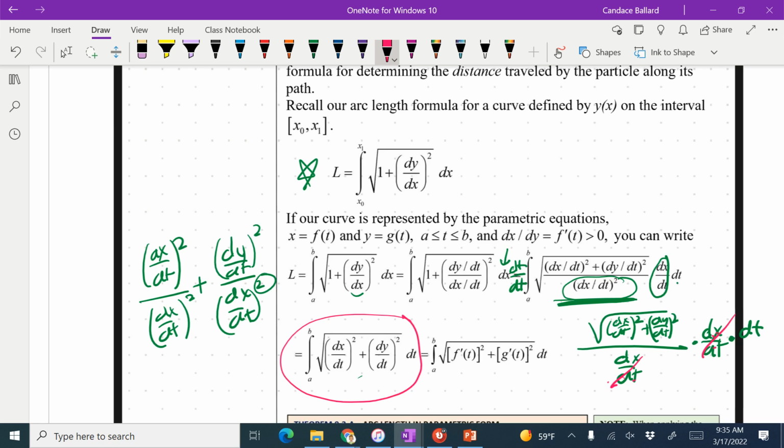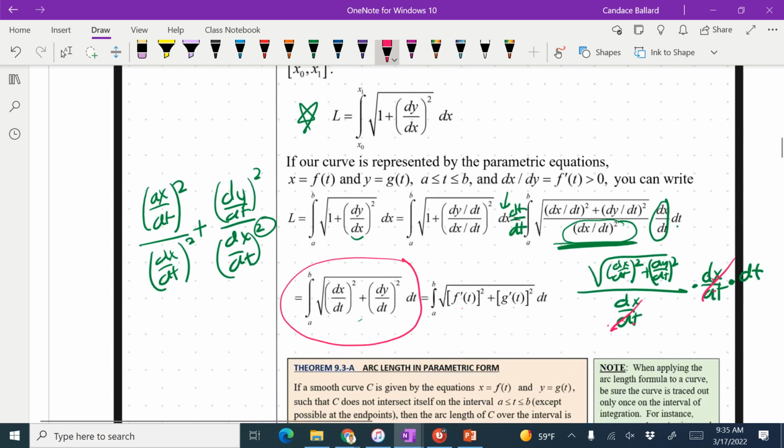Okay, and then another way to write it is the derivative of the x function plus the derivative of the y function, and we square both of them. So you don't have to know how they developed the formula. It's there. It's good to look at. It's kind of good to stretch our brains a little bit. You just have to know the formula.